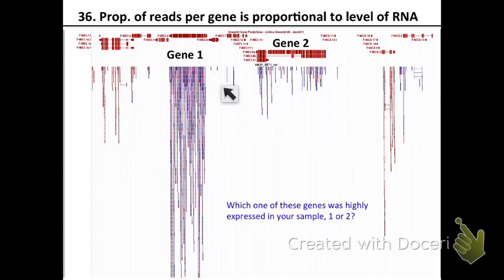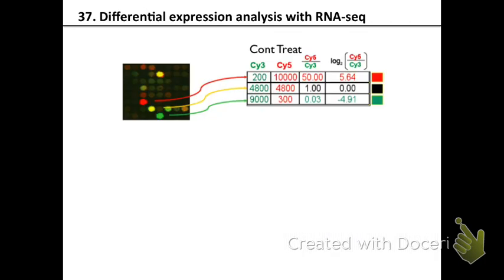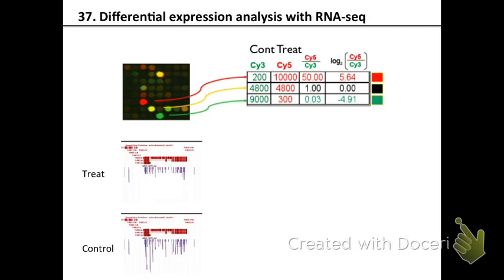Yes? The number of reads per gene. Perfect. The number of reads that map to that gene, right? So essentially, instead of using fluorescence signal, you're going to use the number of reads that map to each gene.